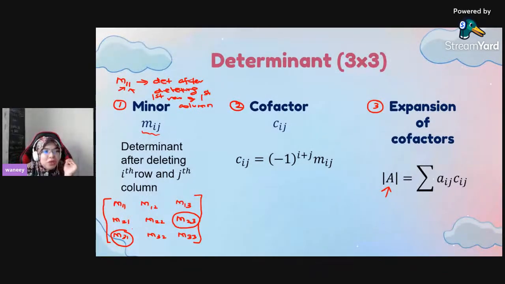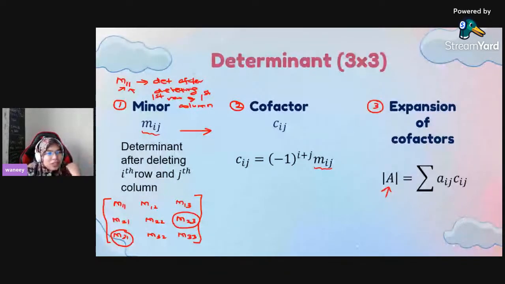Okay, so after we know how to calculate the minor, then we can proceed to cofactor. You must know how to calculate minor first before you can proceed to cofactor, because cofactor Cij is actually equal to -1 to the power of i plus j Mij. So that means you need to know how to calculate the minor before you can get the cofactor.